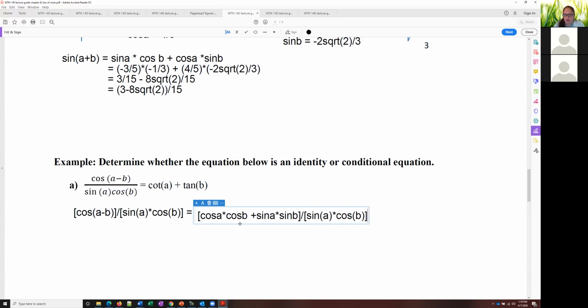Does that make sense so far? All I did was I used my identity for the cosine of A minus B. Now what I can do, because I have a plus on the top, is split this up into two fractions. So I'm going to do cosine of A cosine B over the bottom plus the sine of A times the sine of B over the bottom.